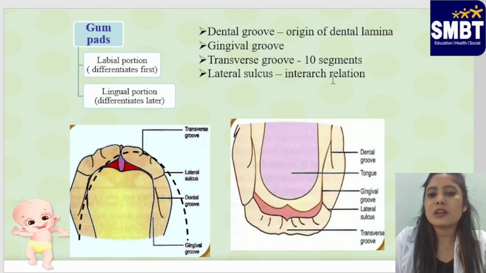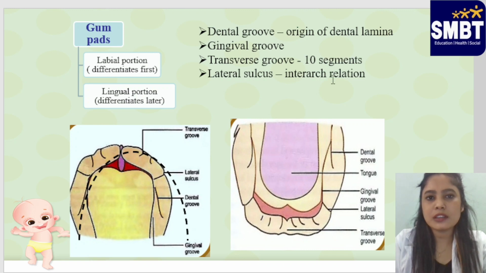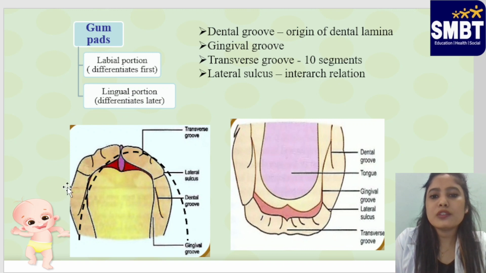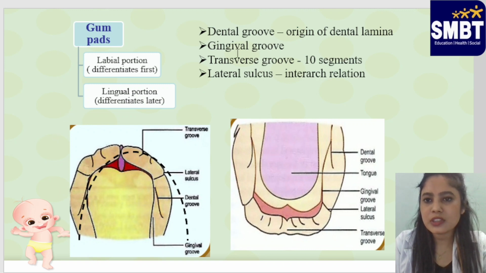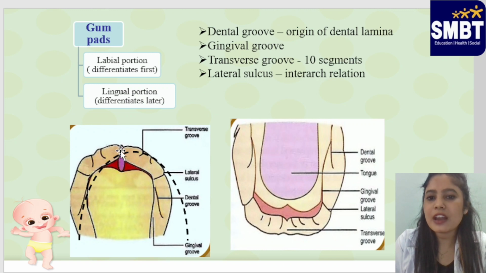Now these are some of the terminologies which we are going to see here. First is the dental groove. The dental groove divides the dental alveolar arch into two sections, the labial portion and the lingual portion. Then comes the gingival groove. Here is the gingival groove, which divides the dental arch in the maxillary arch from the palate and in the mandibular arch from the floor of the mouth.